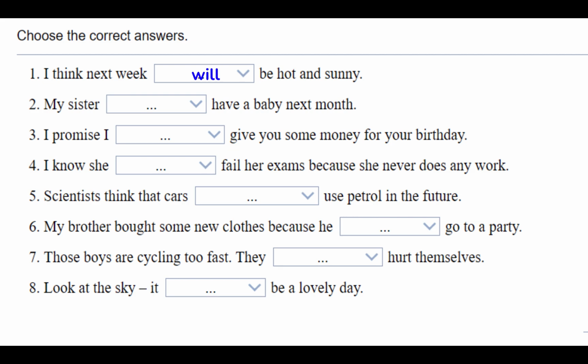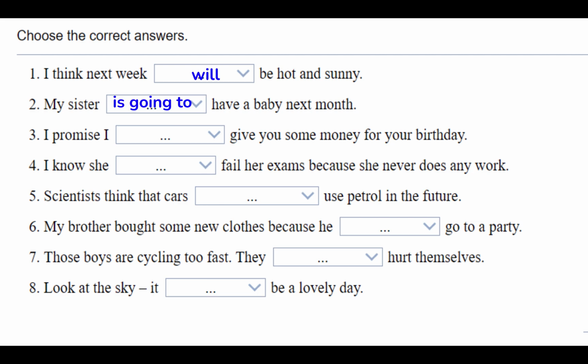My sister have a baby next month. What would you say? My sister is going to have a baby next month. And here we have clear evidence. We can see now what is certain to happen next. That's why we use is going to.